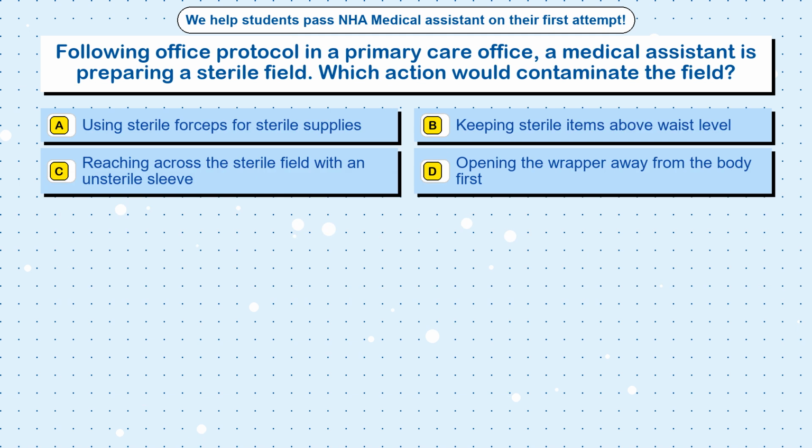Following office protocol in a primary care office, a medical assistant is preparing a sterile field. Which action would contaminate the field? Option A, using sterile forceps for sterile supplies. Option B, keeping sterile items above waist level. Option C, reaching across the sterile field with an unsterile sleeve. Option D, opening the wrapper away from the body first.